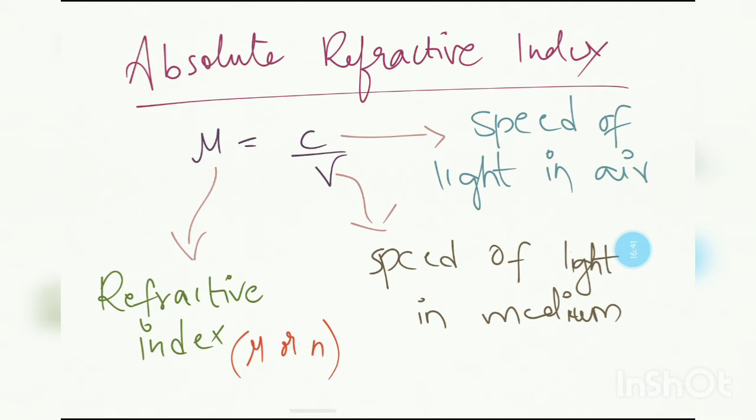I hope until here it is clear. Now why do we not have any units? Speed units in both will be the same, right? Meter per second by meter per second, so the units get cancelled and there are obviously no units left. Understood? That is why refractive index does not have any kind of units.